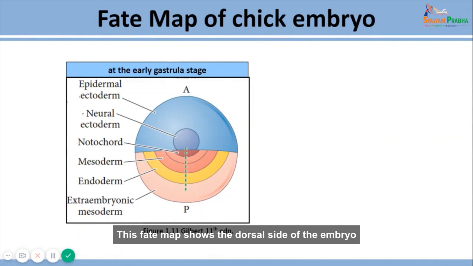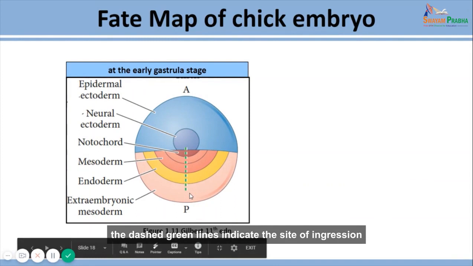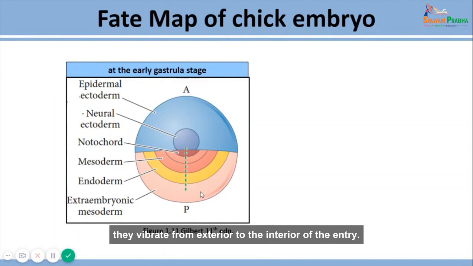This fate map shows the dorsal side of the embryo, in which A indicates the anterior end and P the posterior end. The dashed green lines indicate the site of ingression, that is, the path cells will follow as they migrate from exterior to the interior of the embryo. In chick embryo, all three germ layers are derived from the upper layer of the area pellucida, which I told you is called epiblast. The lower layer of the area pellucida, the hypoblast, does not contribute in formation of the embryo. So this fate map can essentially be considered a fate map of its epiblast only.